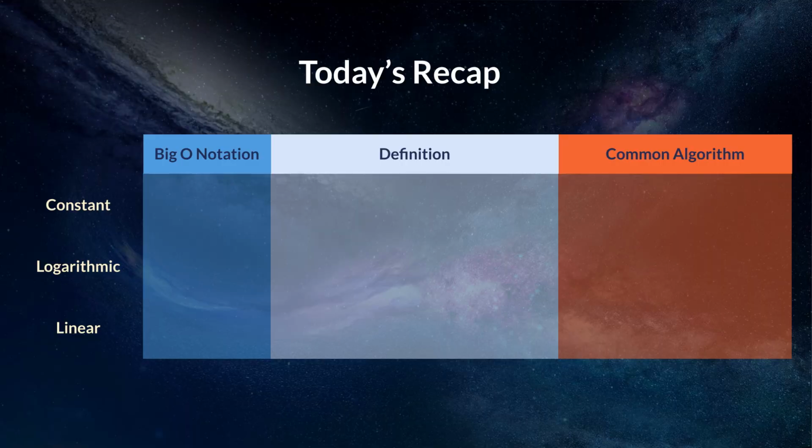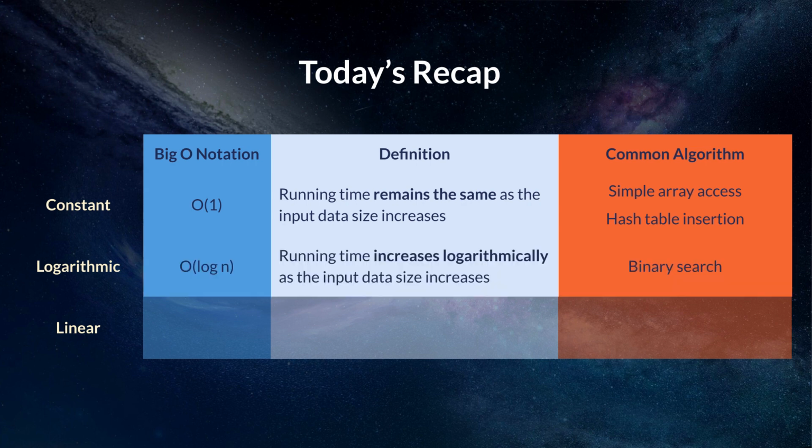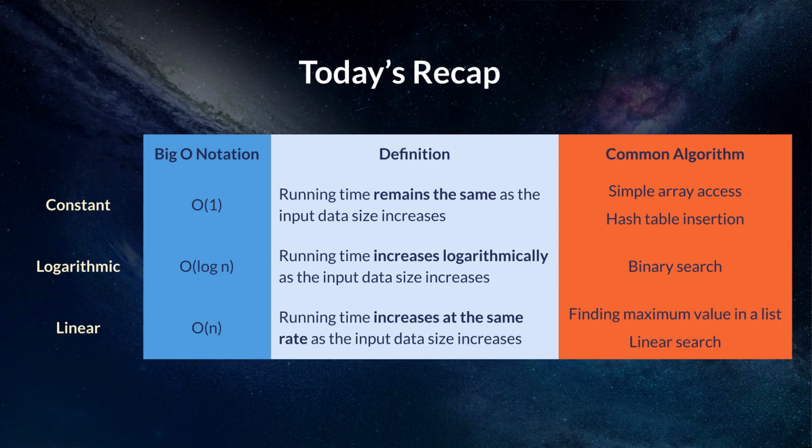Before we end, let's do a quick recap. Today, we looked at examples of constant time complexity like simple array access and hash table insertion. Then, we dived into the world of logarithmic time complexity, where we used binary search as an example. And lastly, we tackled linear time complexity, where we used linear search and finding the maximum value in a list as examples. You can find all of the example code details in our video description below.